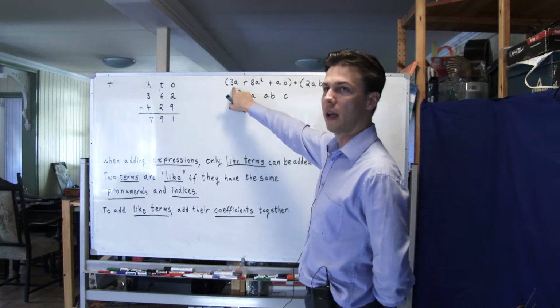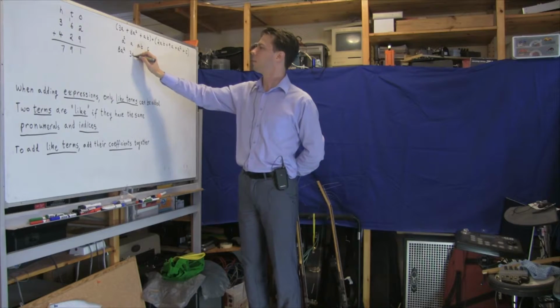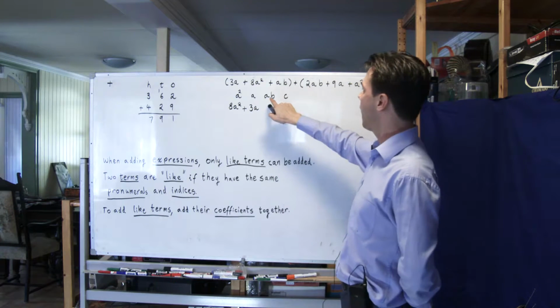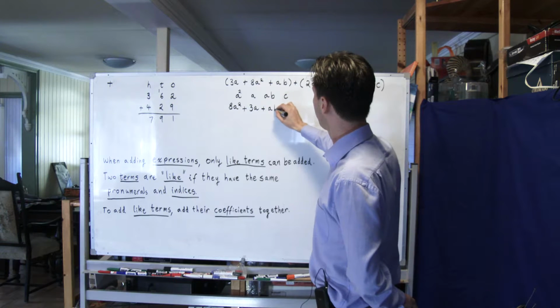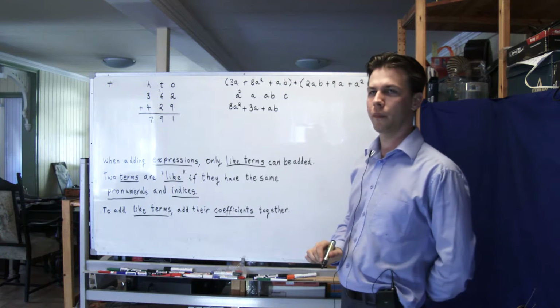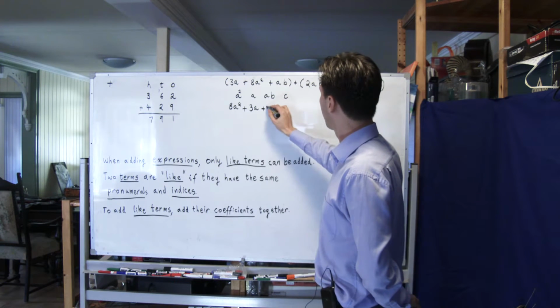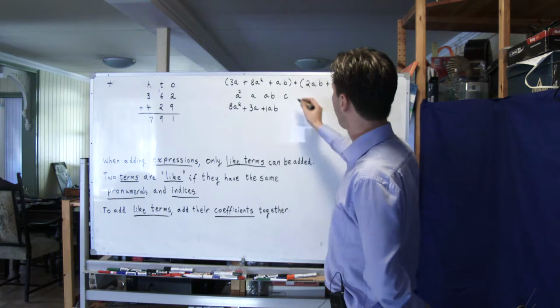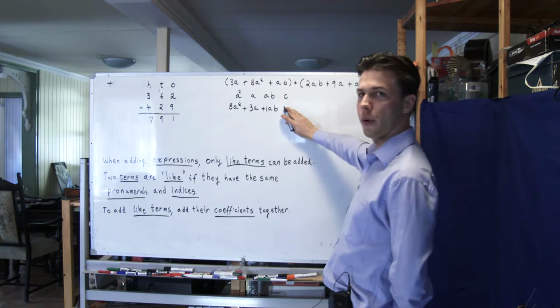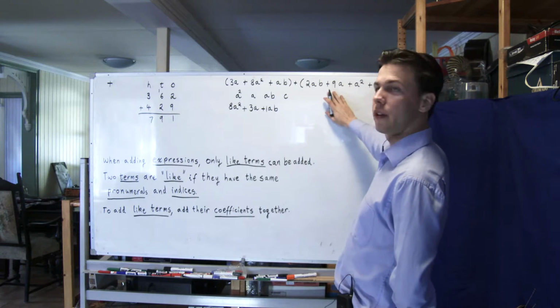Then the A term I have is 3A. Then the AB term I have is just AB. And if you like, you can think of that as 1 times AB. The coefficient is 1 there. There's no C term, so we don't have to write anything here. Now look at this one.